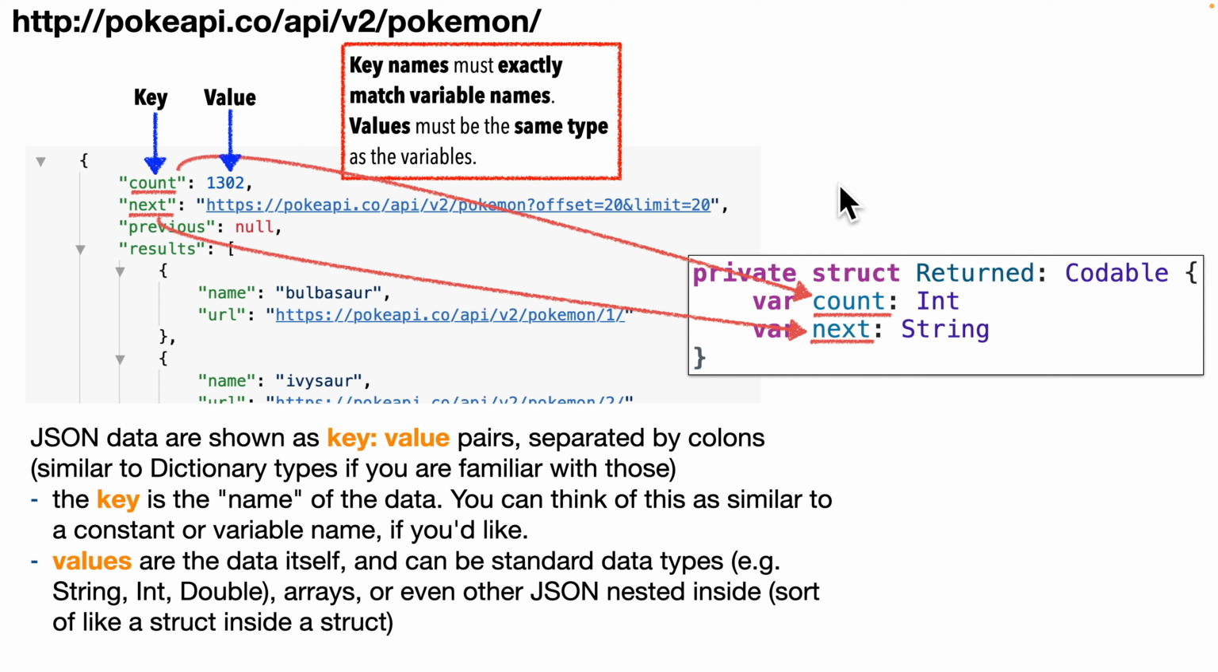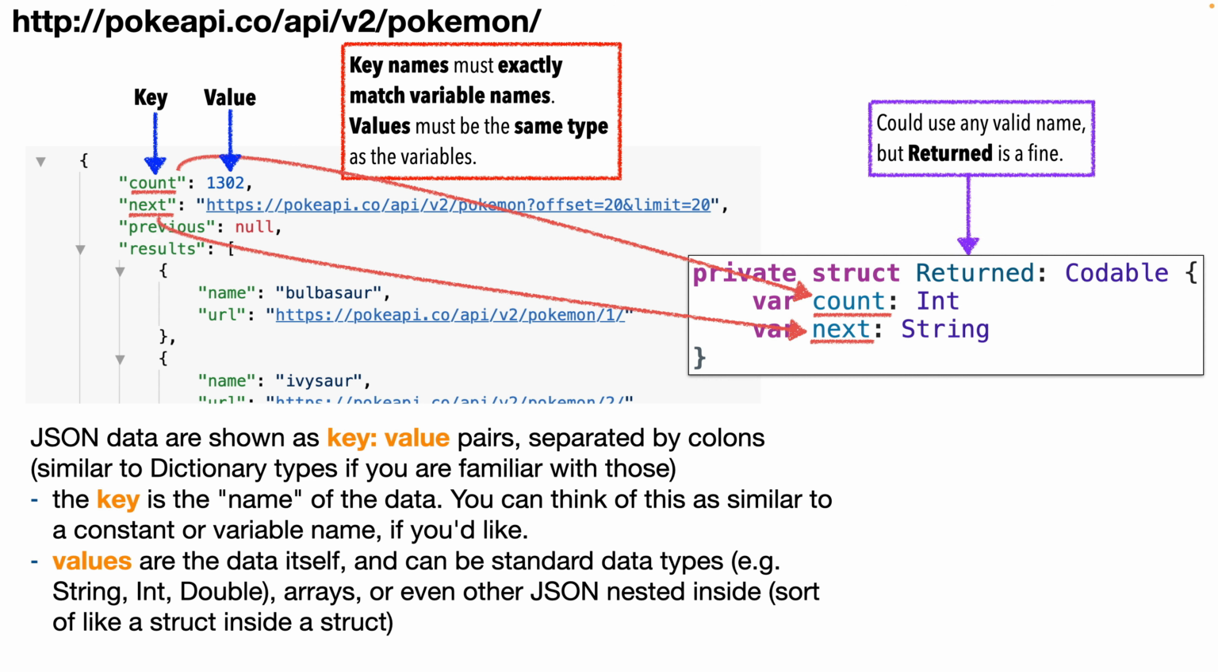Once we have the data structure set up, Swift has a special object called JSONDecoder, which does most of the work for us. Cool. Now remember, the key names need to match the struct's properties, these variables. I could have called the struct itself, the Returned up here, any valid struct name, but I like capital R Returned, so I often use that in the apps that I create.